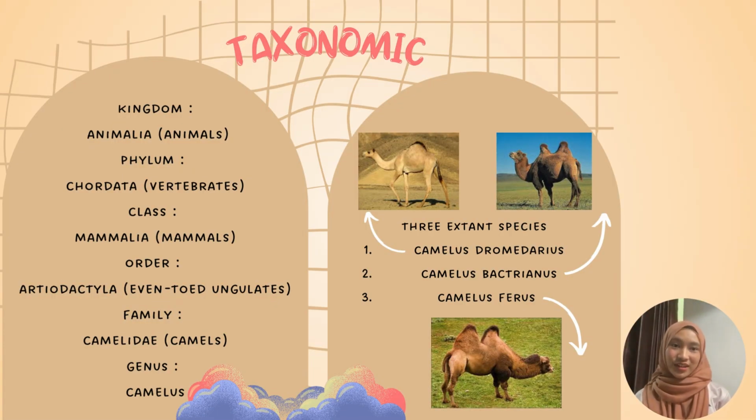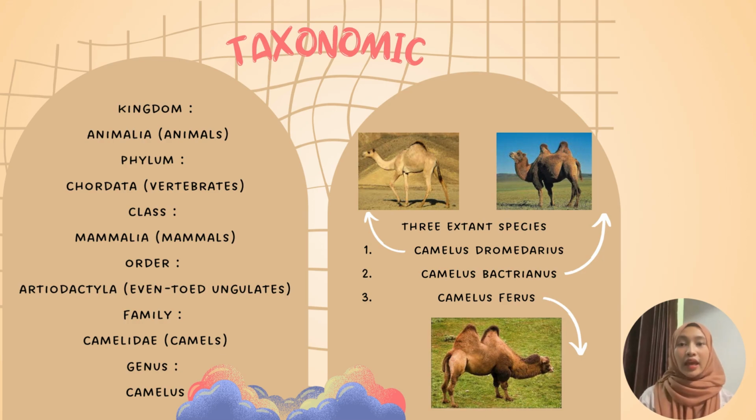Hi, I am Zakashara binti Muhammad Zulkifli and I will explain about the taxonomic description of the camels, and it is as follows. The kingdom Animalia, the phylum Chordata, the class Mammalia, the order Artiodactyla, the family Camelidae, and the last one, the genus, which is Camelus. And there are three extant species within the genus Camelus.